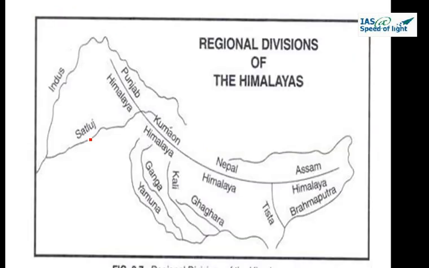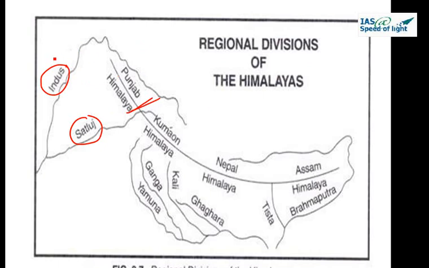Now there is one more division of the Himalayas, which are the regional divisions. So we have studied the north-south division, then we saw the western and the eastern Himalayas. Now there are regional divisions of Himalayas as well. So these are divided on the basis of the rivers which flow. So between river Indus and Satluj, we have Punjab Himalayas.